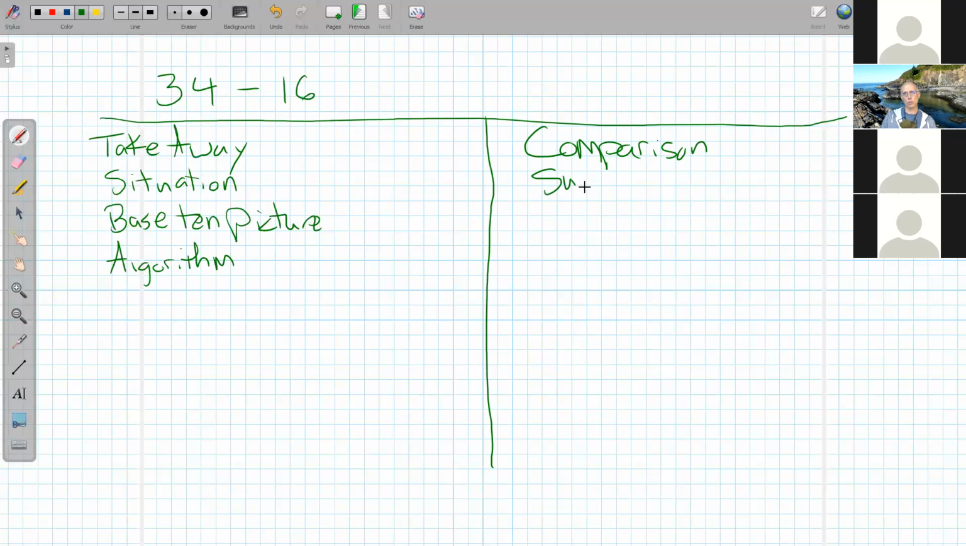We need to come up with a situation for that comparison, if I can spell situation. Go. We want to have a base 10 picture to go with it. And the point of that picture is to think about how our algorithm works, why our algorithm works for it.